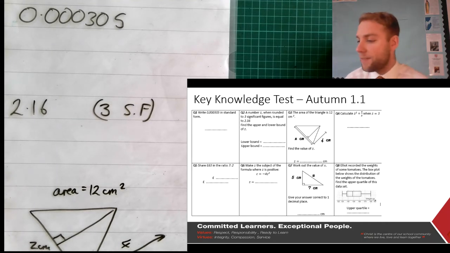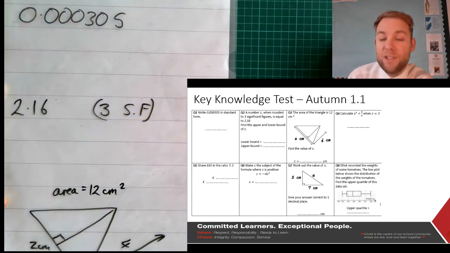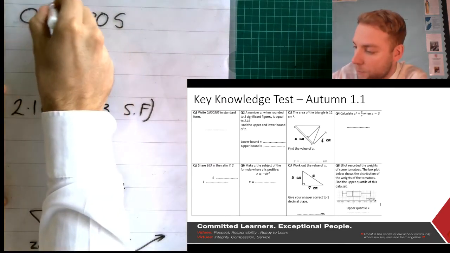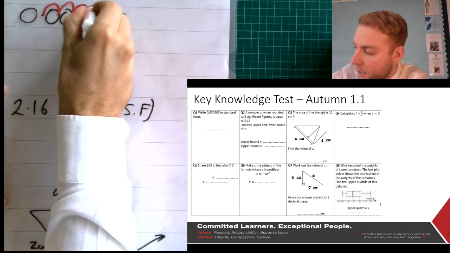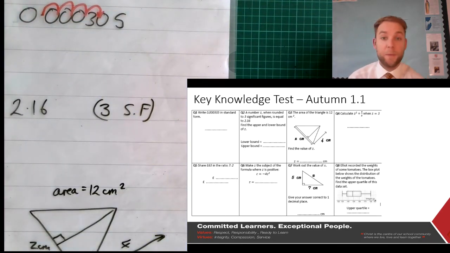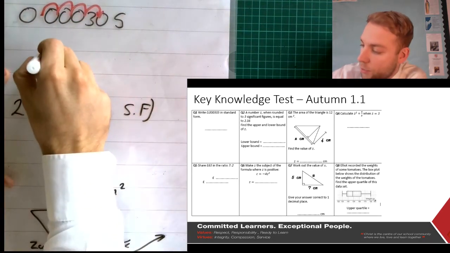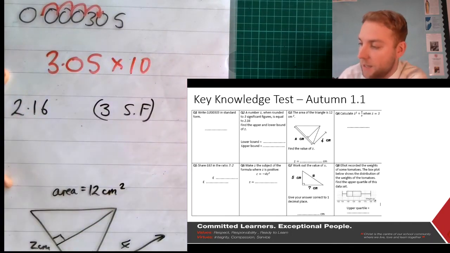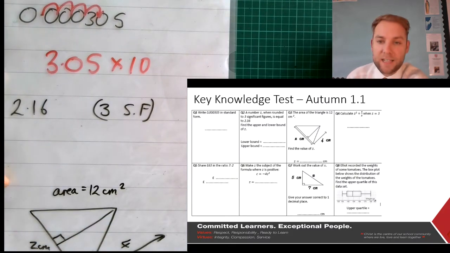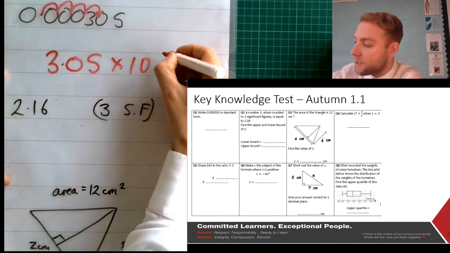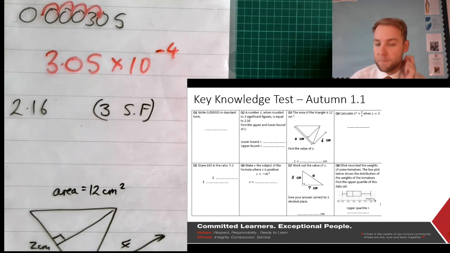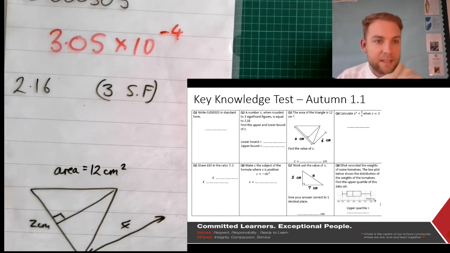The first one says, write this number in standard form. So what we need to do is jump this decimal place so it's between 1 and 10. So it should be 1, 2, 3. And to get to between 1 and 10, it would be there. So it's going to be 3.05 times 10. Now this is a small number, it's a decimal. I'm going right with my jumps, so it's going to be to the -4 with that one. 3.05 times 10 to the -4.